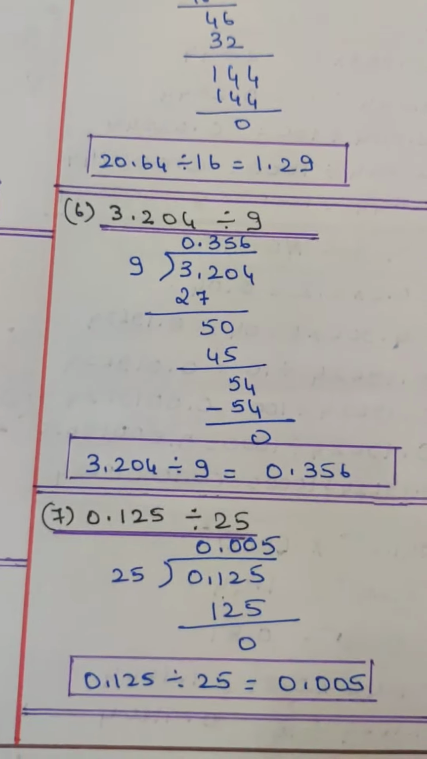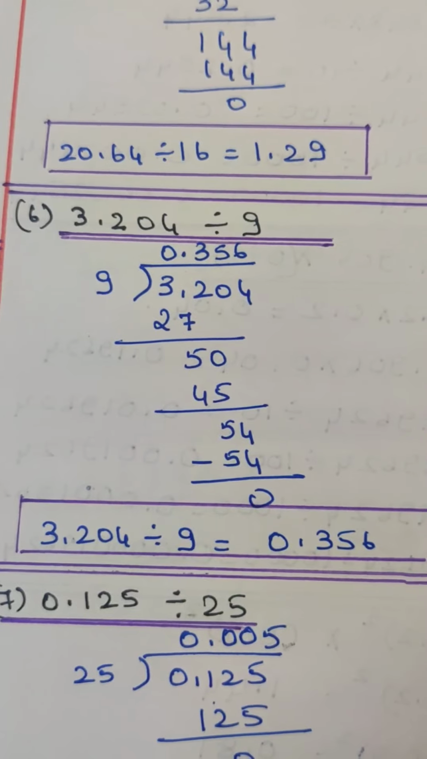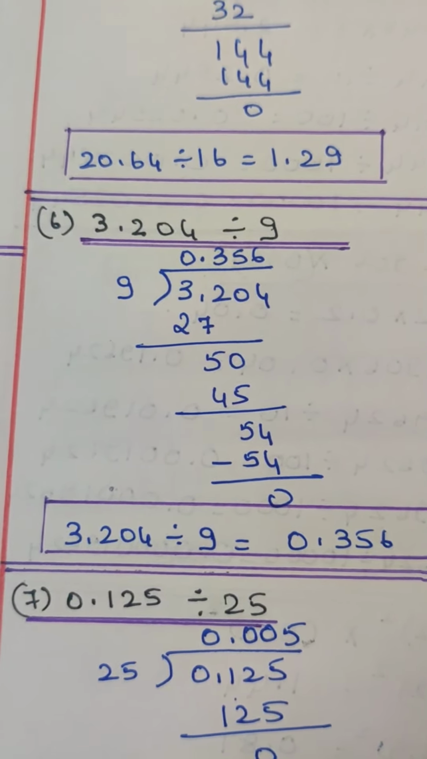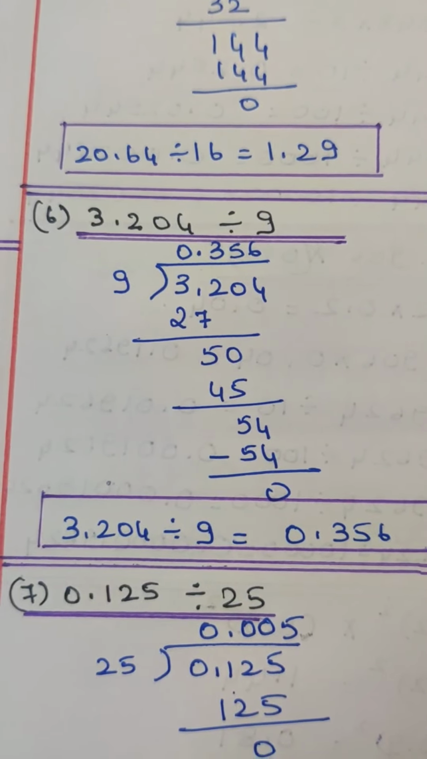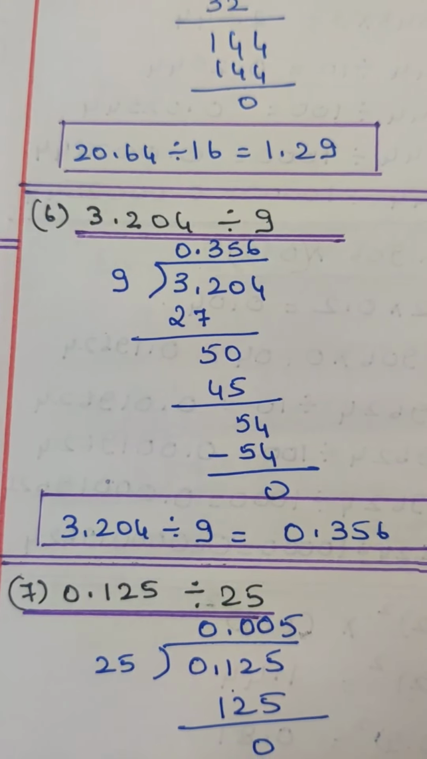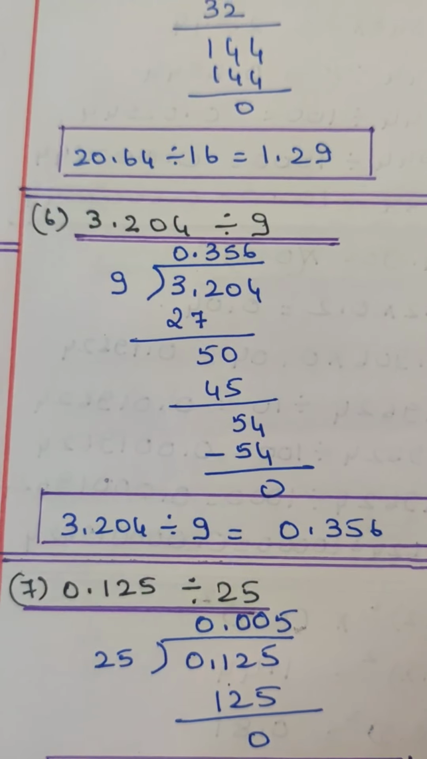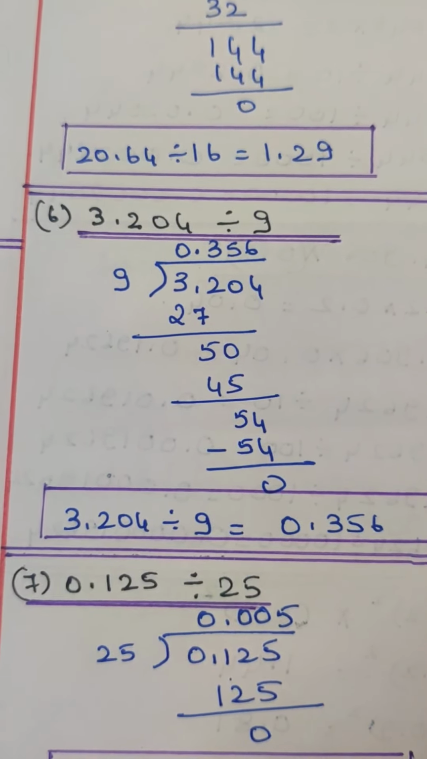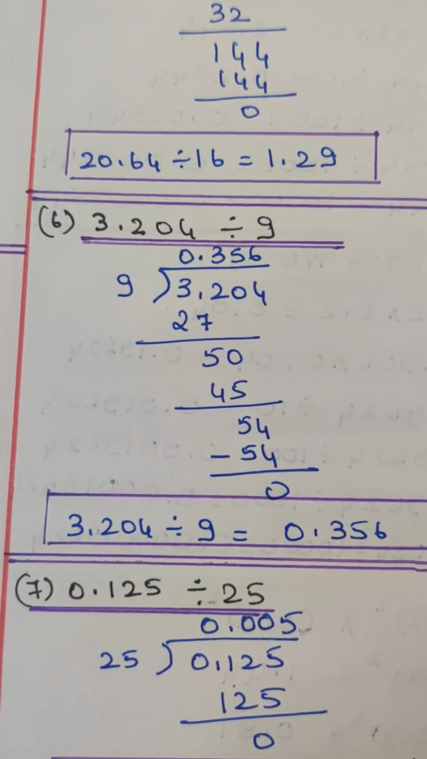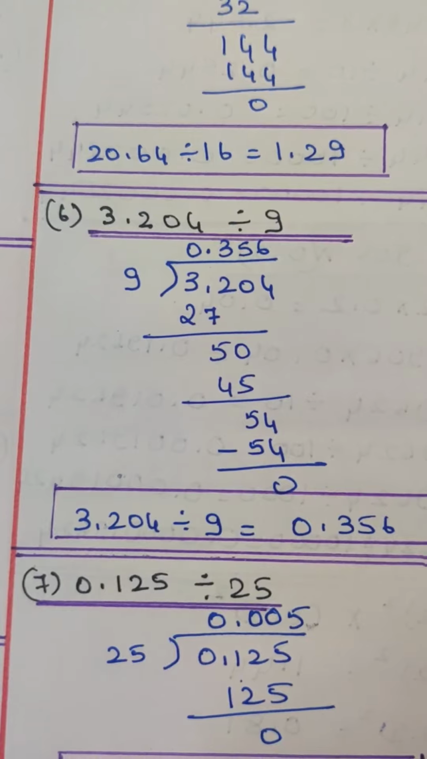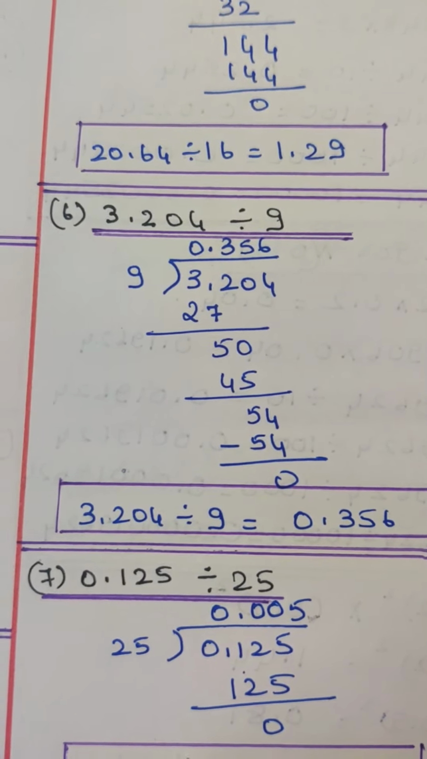Now moving on to the sixth sum, 3.204 divided by 9. 9 will not go into 3, so you put a 0 and a point. So 32 is there, 9 threes are 27. 5 is the remainder, get 0 down, so it becomes 50, 9 fives are 45. 5 is the remainder, get 4 down, it becomes 54, 9 sixes are 54. Therefore 3.204 divided by 9 is equal to 0.356.